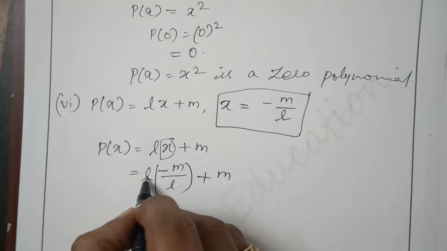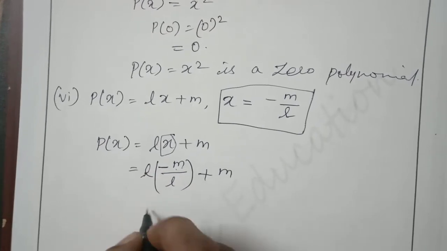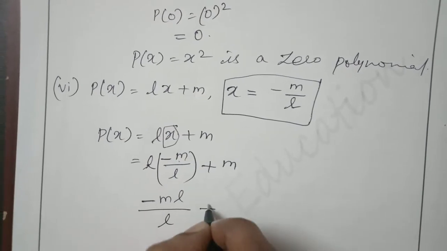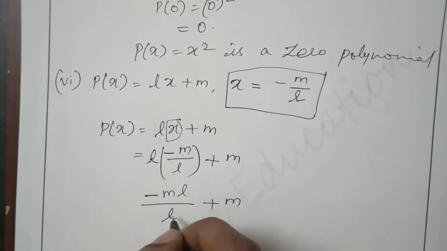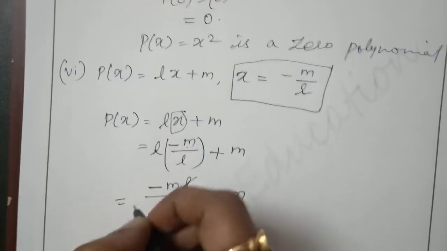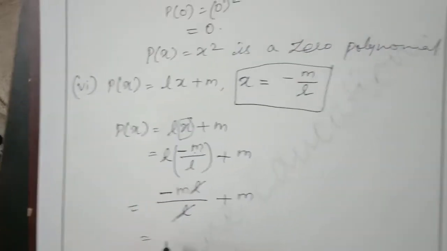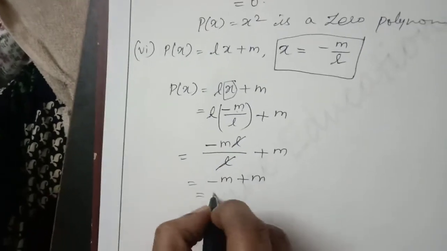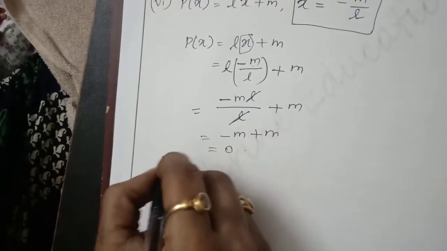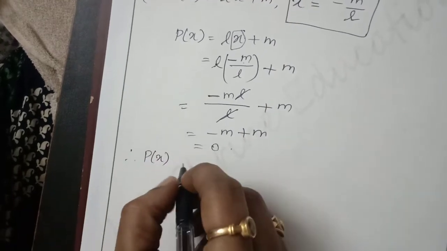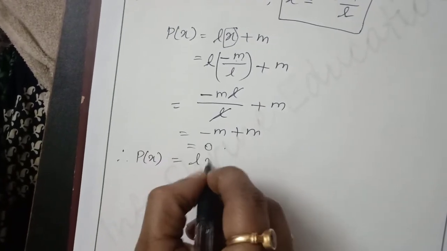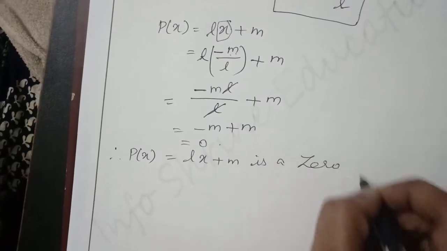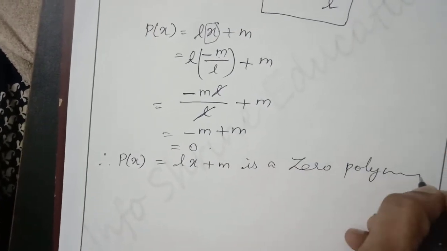So we have to multiply this. So it is minus mL by L plus m. So that is going to be L and L, we are going to cancel it. If you cancel L and L, we will get minus m plus m. So minus m and plus m is 0. Therefore, p of x is equal to Lx plus m is a 0 polynomial.